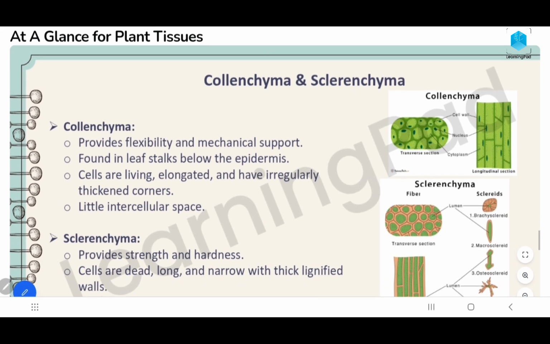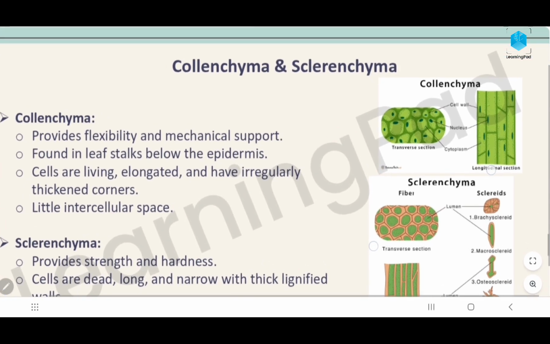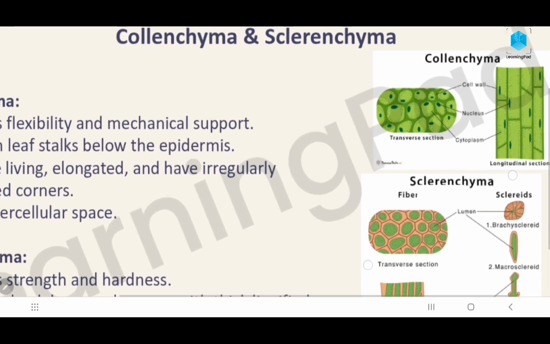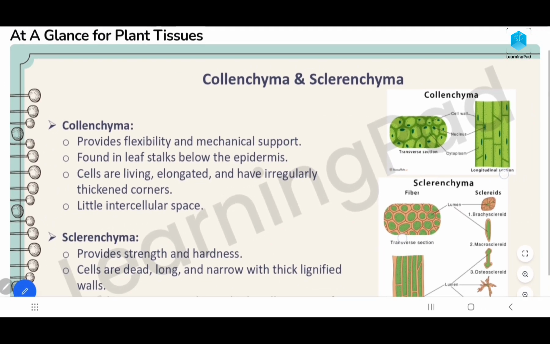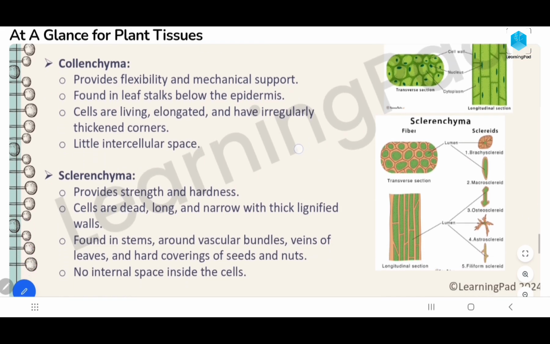Next we studied collenchyma. Collenchyma provides flexibility and mechanical support. You can see the picture here, children, of collenchyma cells, the cell wall and nucleus. They are found in the leaf stalks below the epidermis, and the cells are living, elongated, and have irregularly thickened corners. Little intercellular space is present.